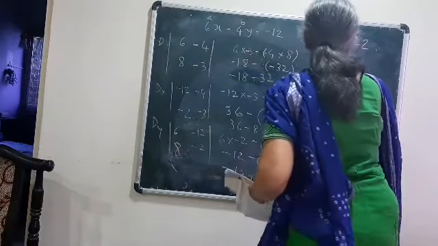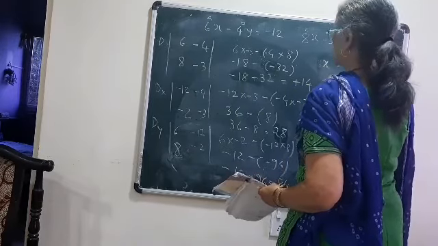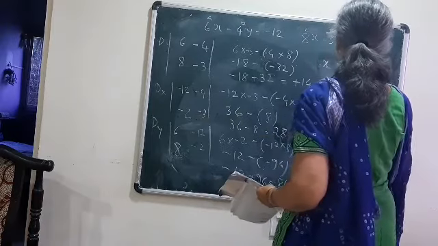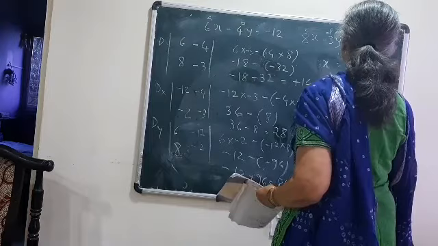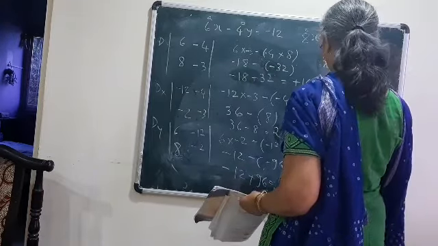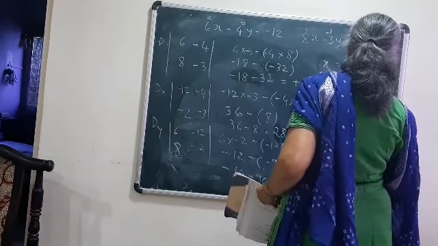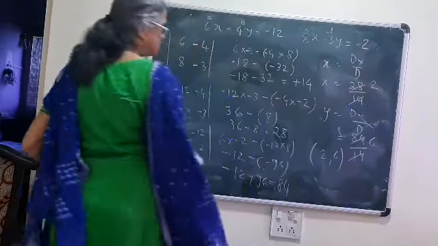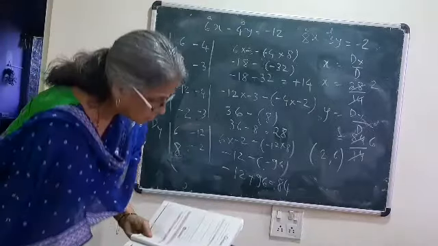dx will be dx upon d. So x will be, dx is how much we are having? 28. And d is how much? 14. So we have x is equal to 2. y is equal to dy upon d. So dy how much we have? 84. And here it is 14. So answer is 2 and 6. Answer is 2 and 6 as a solution set for question number 4.